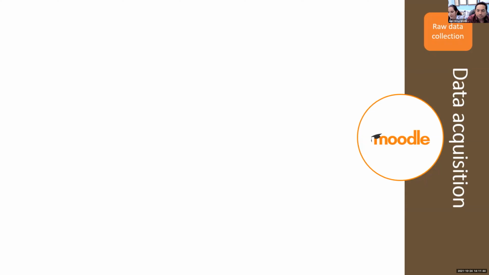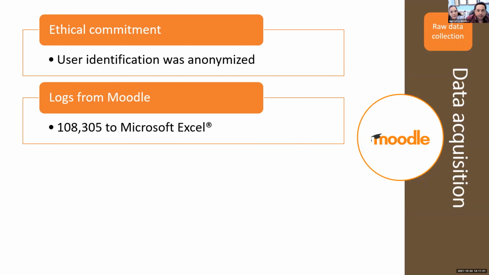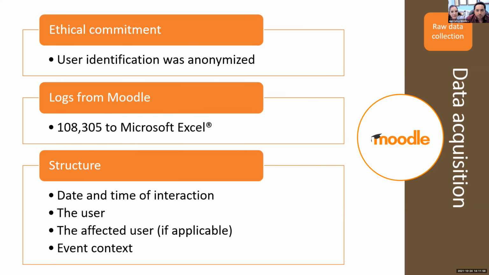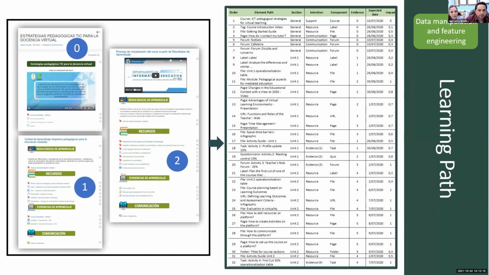In data acquisition, due to ethical commitment, the data was anonymized, and the 100,000 records were exported in Excel format from the Moodle platform logs, with information of the date and time of the interaction of the users and the context of the event. The 32 elements of the Moodle course were listed in the proposed order, recorded and characterized in the learning path.